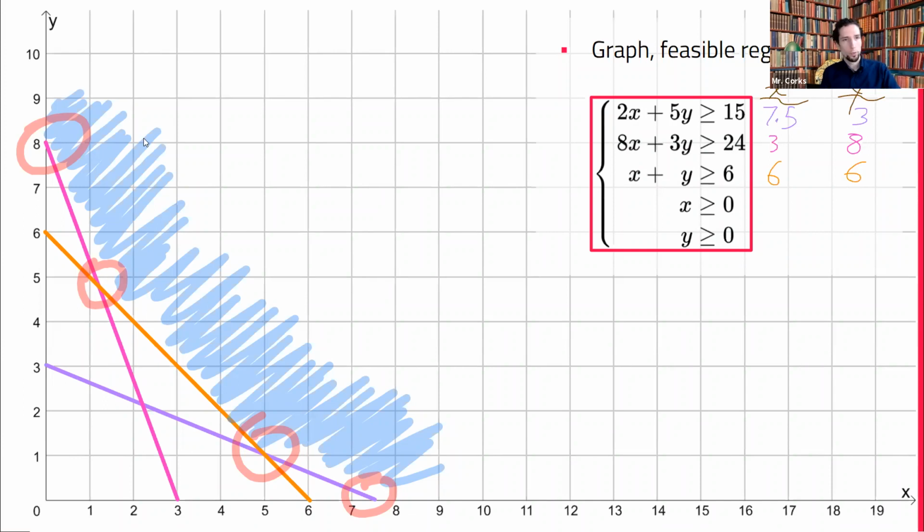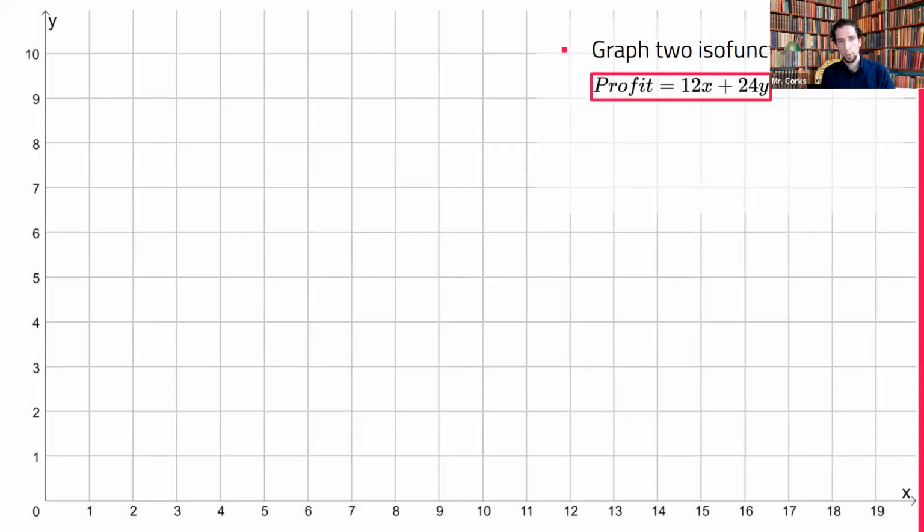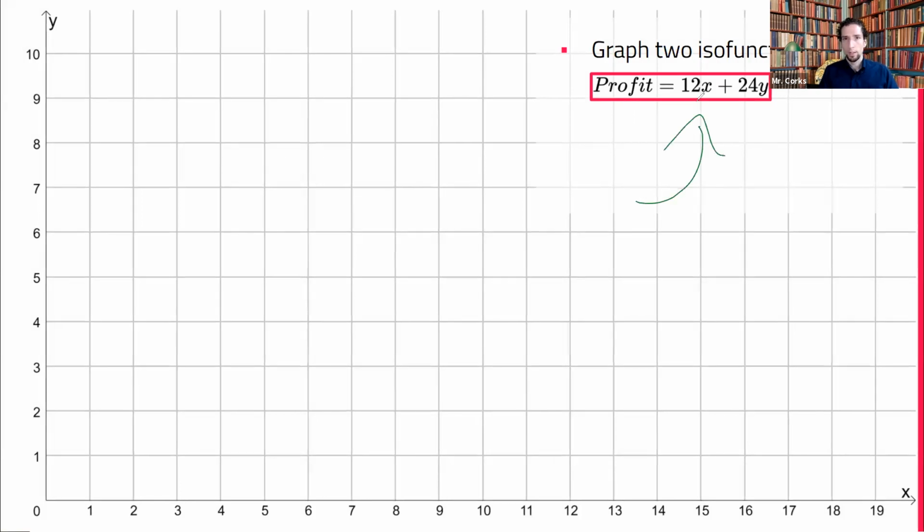All right, let's switch over to some iso-whatever line. So, iso profit line first here. Okay, I want to graph this. We are being asked to make 2 iso-function lines based on this profit equation. Can we graph this line right now? No. Why not? What's missing? Because we don't know the profit. Okay, so we don't have a constant. We need some kind of constant here.